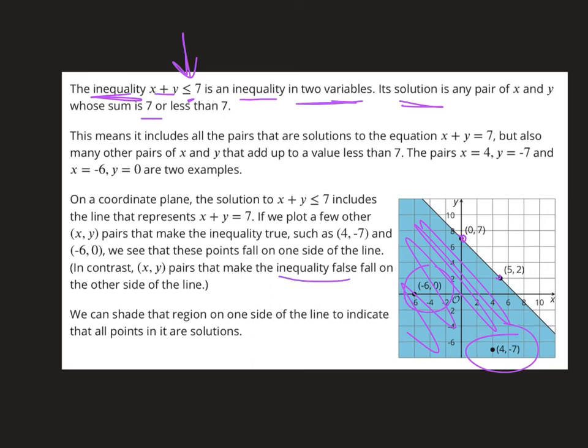And what would make it false is if it's greater than 7. Like take this solution right here, 8, 8. If you added 8 and 8, you'd get 16. 16 is certainly not less than or equal to 7. So this is in the no-go zone.